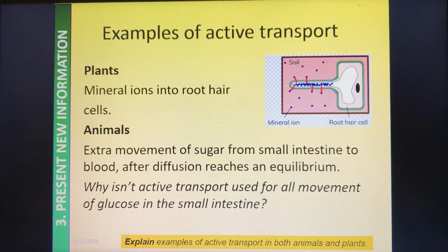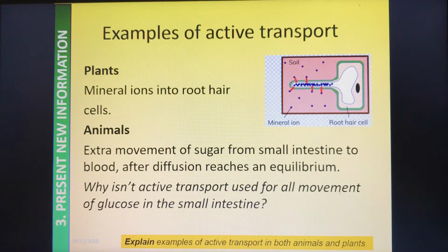The example that we have to know about in animals is a little bit more tricky, okay? We go to the topic B2, where we looked at digestion. Now, when we've got the small soluble molecules, for example, sugar, in the small intestine, they move through the villi in the small intestine from high concentration to low concentration into the blood. Now, at some point that reaches an equilibrium, and what that means is that there's the same concentration of glucose in the small intestine as there is in the blood.